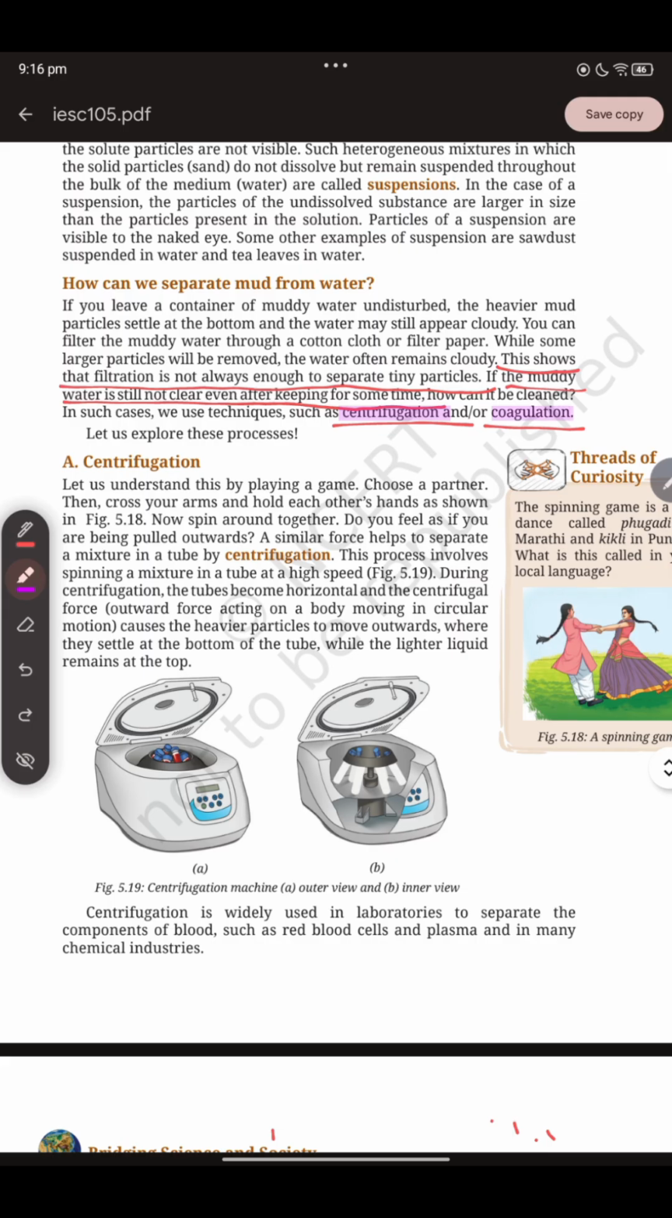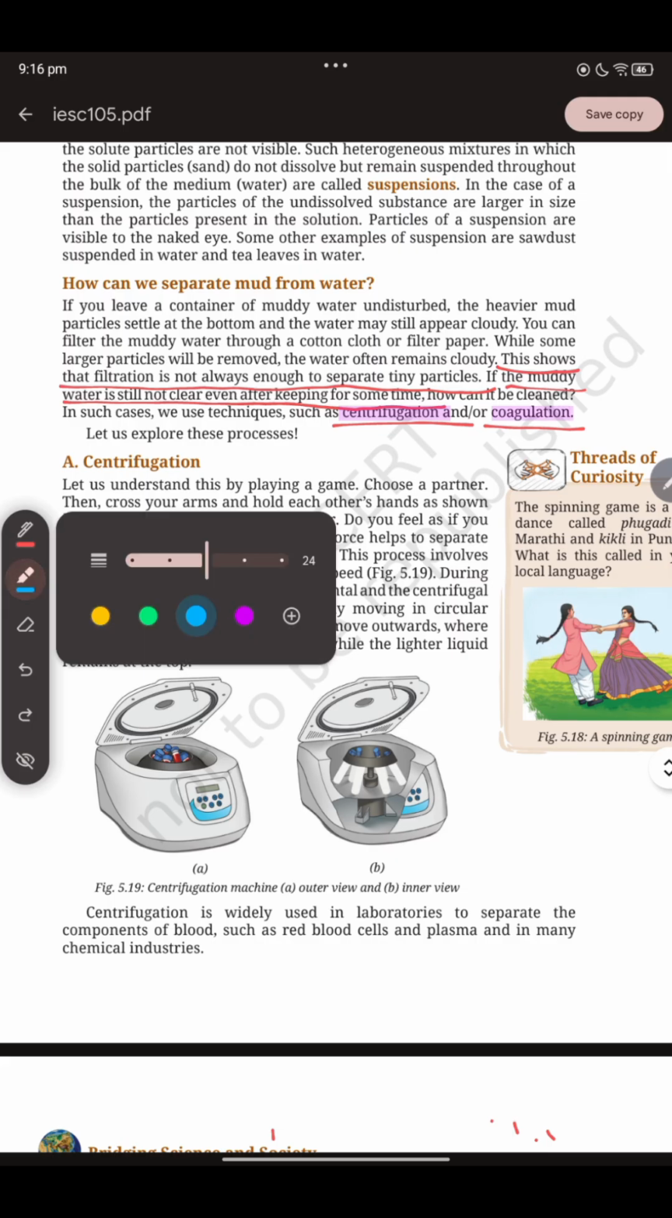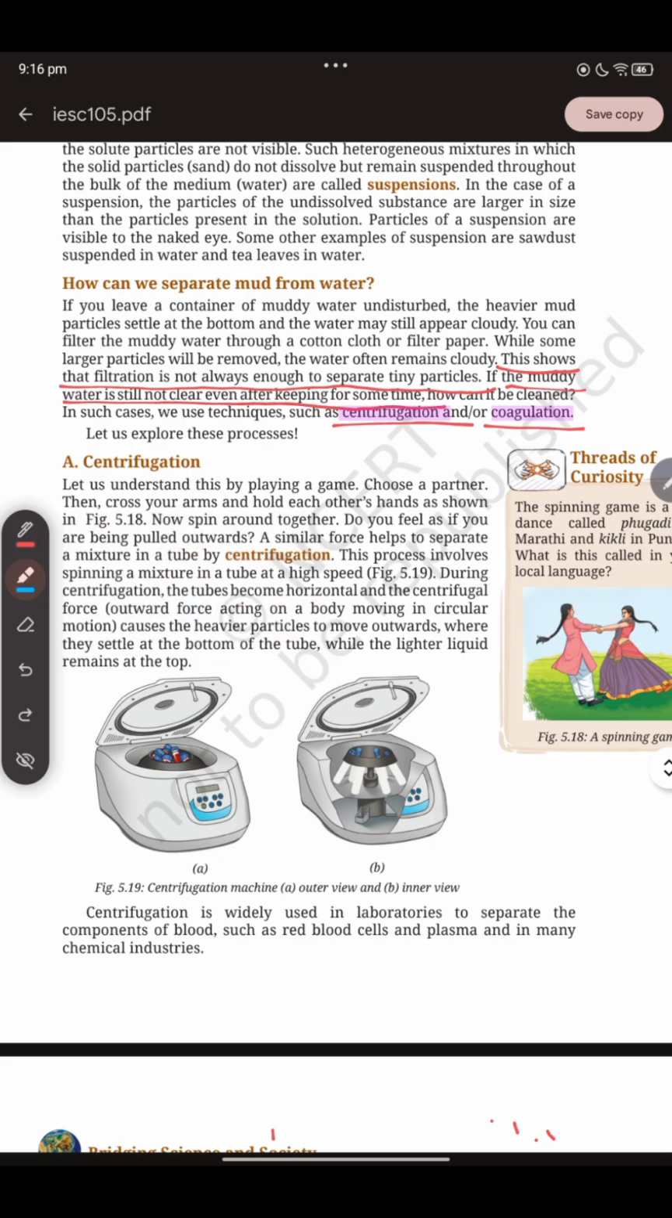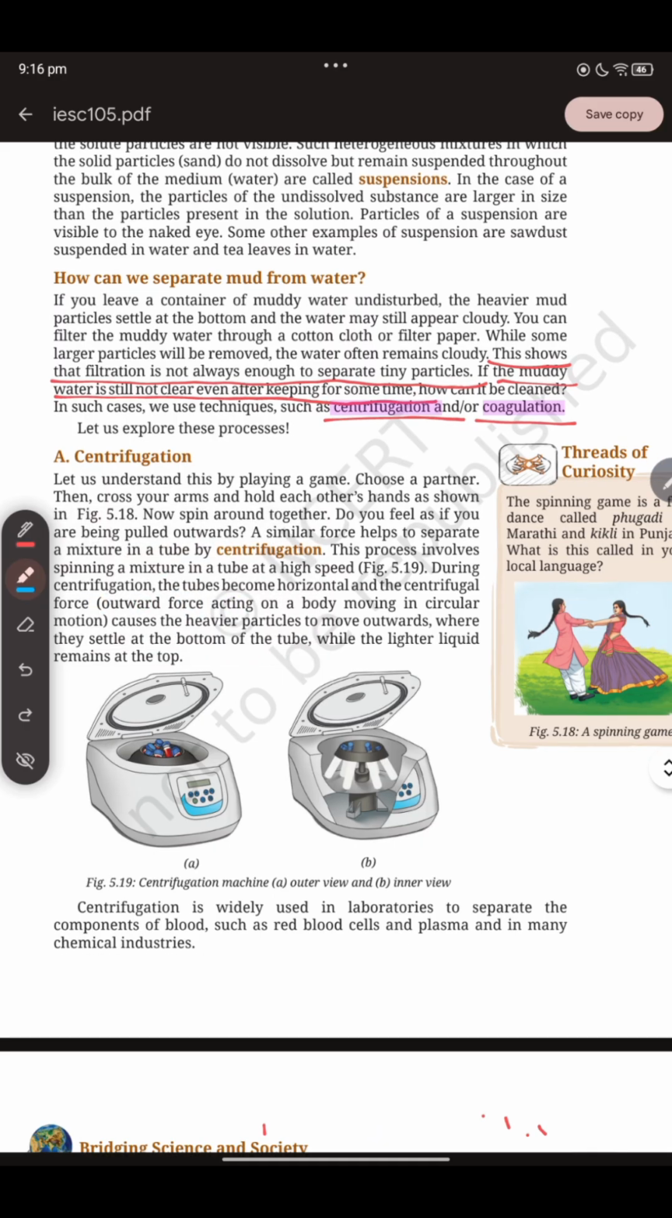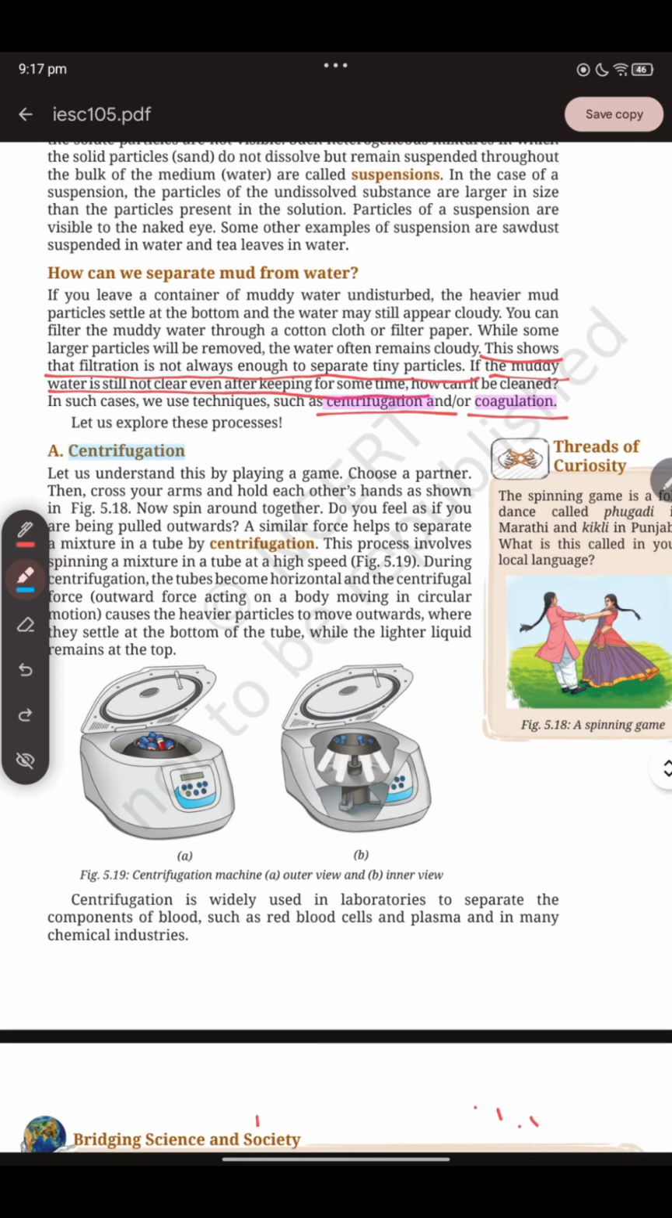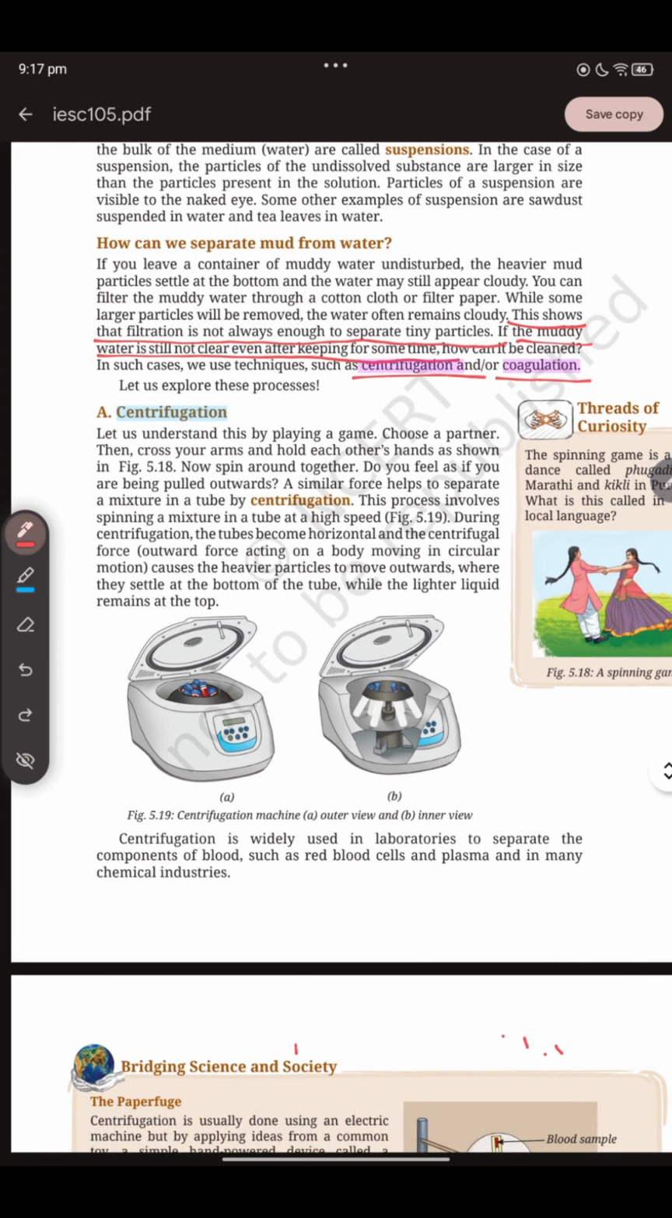Now you need to know what they are. What is the centrifugation method and what is coagulation? So the first thing is centrifugation. Now here we can see that centrifugation means applying... This process involves spinning a mixture in a tube at high speed.